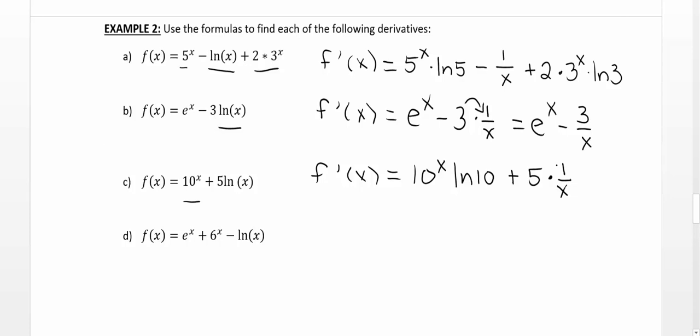Finally, for our last function here, we're going to go again term by term. The first term is e to the x, and the derivative of e to the x is e to the x, plus the derivative of 6 to the x is 6 to the x times the natural log of 6, minus the derivative of the natural log, which is 1 over x. Hopefully, you're starting to feel comfortable with this practice. So let's look at another example, and now let's also try some second derivatives within that.